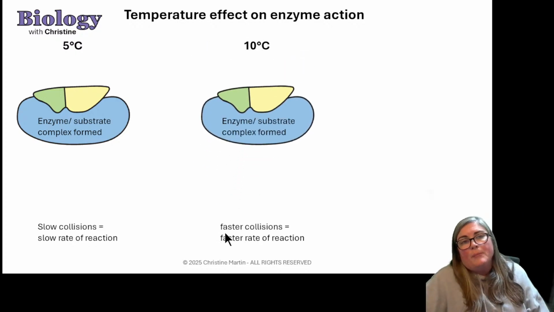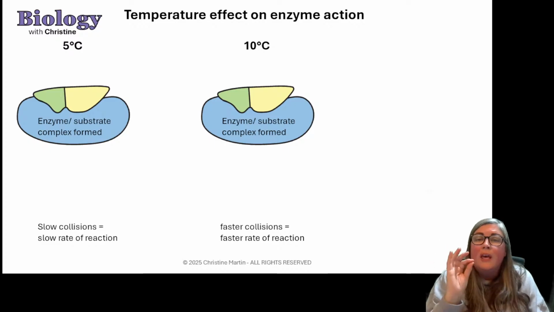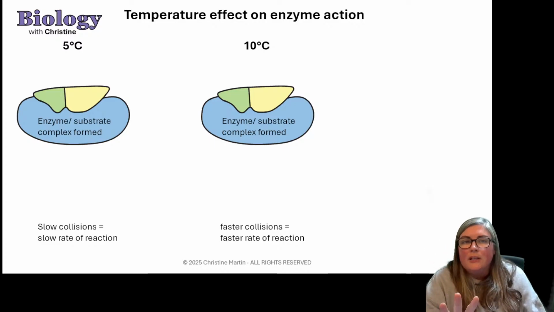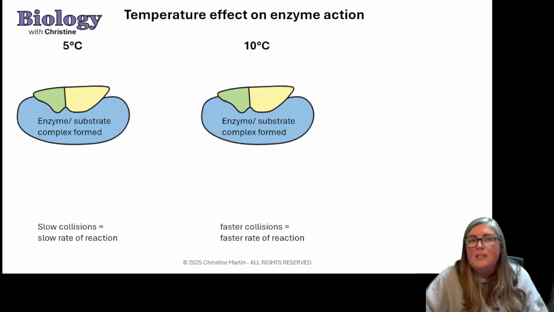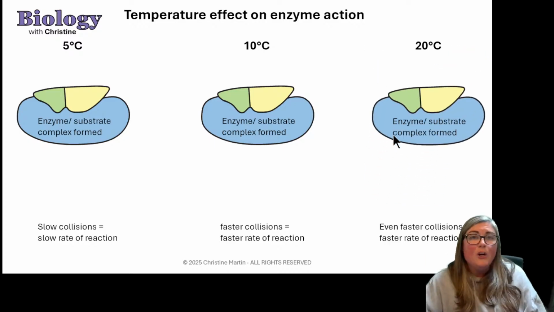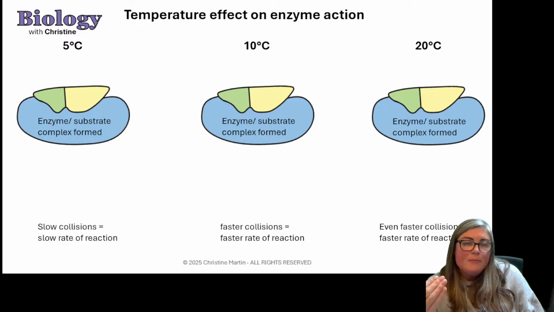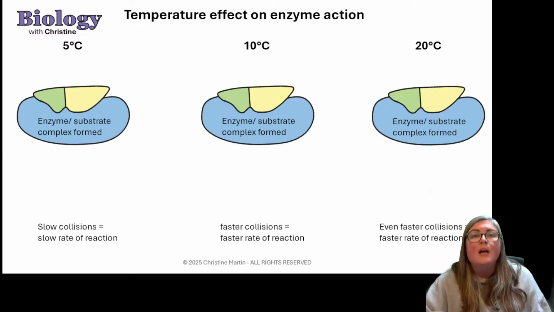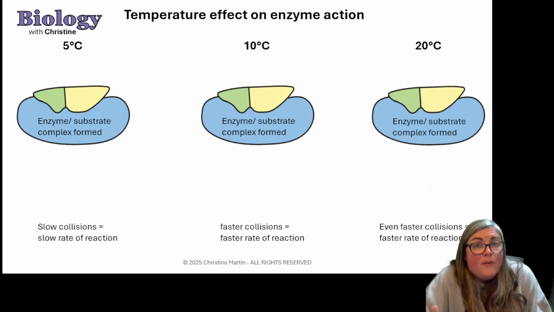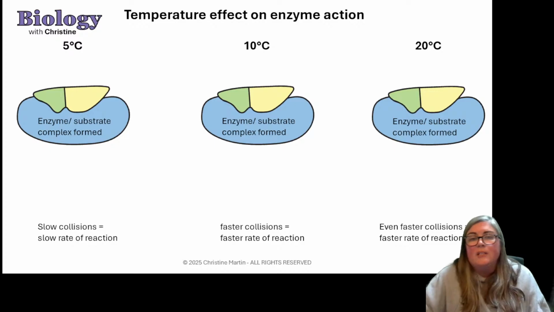If I increase the temperature, so I've doubled it, 5 to 10 degrees C, I've now got a faster collision, therefore a faster rate of reaction. So I've simplified this as much as I can for you at GCSE level. And then obviously 20 degrees C. If I've got an increase in thermal energy, I am then going to have even more kinetic energy, even more collisions, a faster rate of reaction.